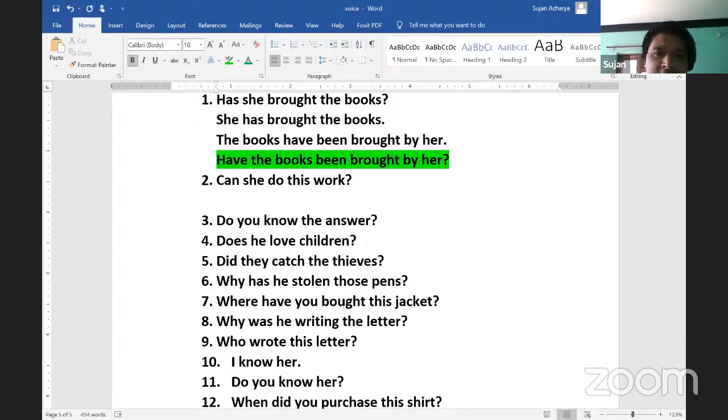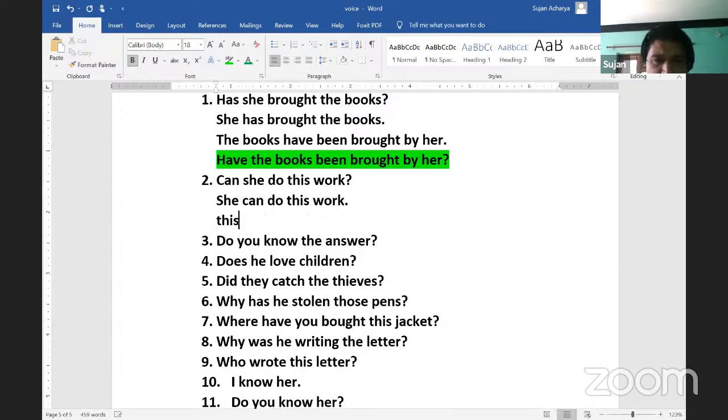Can she do this work? She can do this work. This work can be done by her.